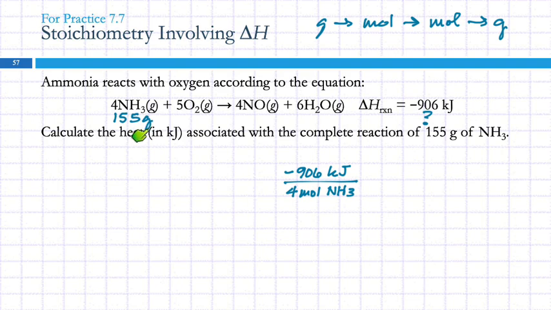Are we starting with mass? Yes, we are. So we can go from grams of ammonia to moles of ammonia. What are we trying to find? We're trying to find the amount of heat given off. We don't need to go from moles of one thing to moles of another here, because we can go directly from any one of these to heat. So we don't need this at all. We can just skip around the Monopoly board and go directly to kilojoules.